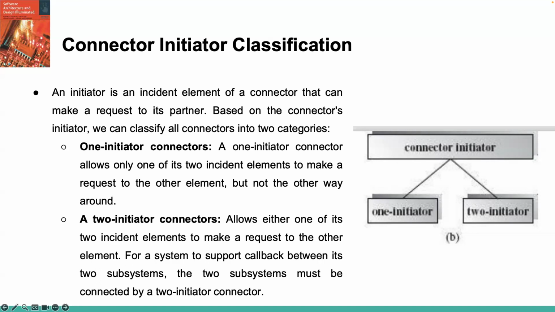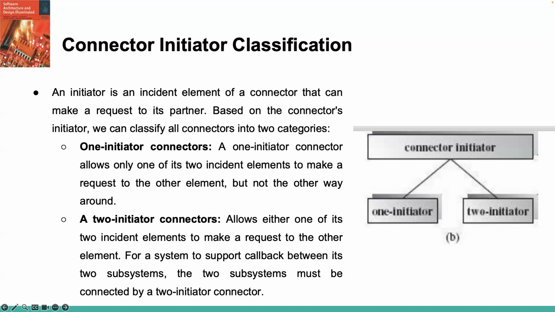Depending on who makes the request, connectors are classified in two categories: one initiator connectors and two initiator connectors. A one initiator connector is like a teacher giving instructions to students. The teacher, that is the initiator, can tell the students what to do, but the students can't tell the teacher what to do in return. In the software world, only one part of the system, the initiator, can send requests to the other part. The second part cannot initiate communication.